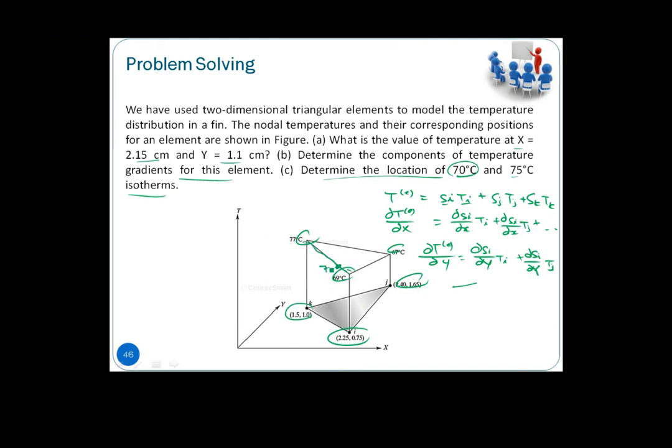We have one point at 70 degrees. Here, between 67 and 70, we also have one point at 70 degrees. So along this line, if you come down to here along this line itself, that is where you get the 70 degree isotherm. Similarly with 75. Later on we can make use of the positions and the nodal temperatures, using the linear shape functions that we have learned in one-dimensional elements to determine that particular shape function.